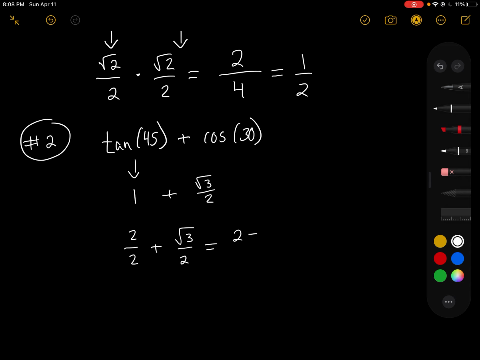So this one, we'd add these together. Can maybe use some common denominators here. So 1 is the same thing as 2 over 2, plus the square root of 3 over 2. So we get 2 plus the root 3 over 2.